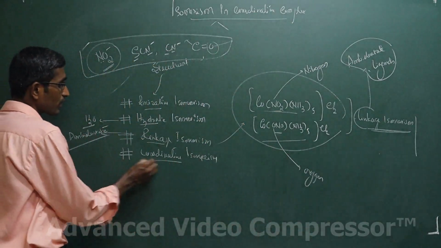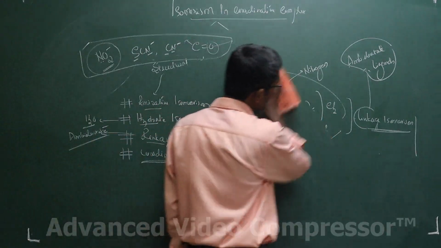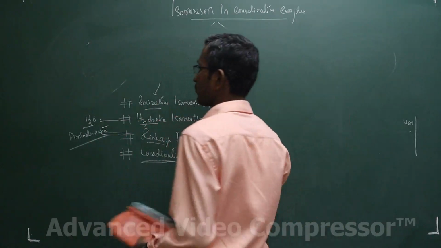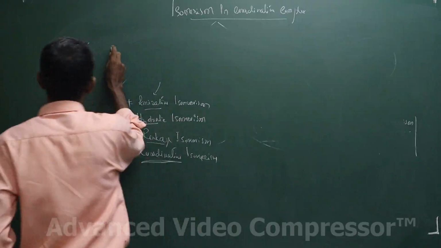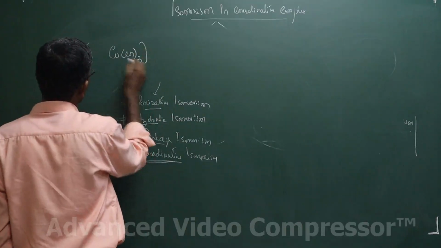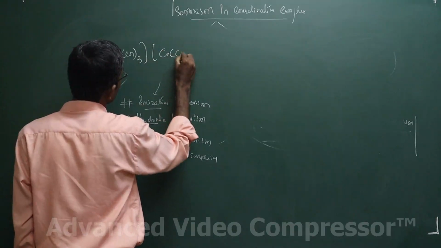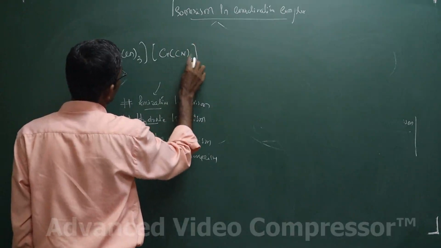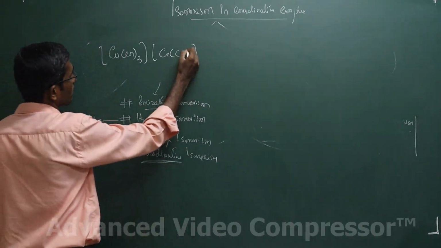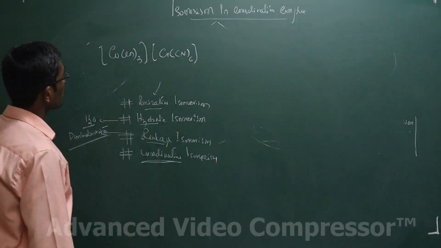And the last one is coordination isomerism. In coordination isomerism, both the cation as well as the anion part is a coordination complex. For example, I will take a cobalt complex and a chromium complex. Both are octahedral complexes with ethylenediamine. So, a chromium complex and a cobalt complex.